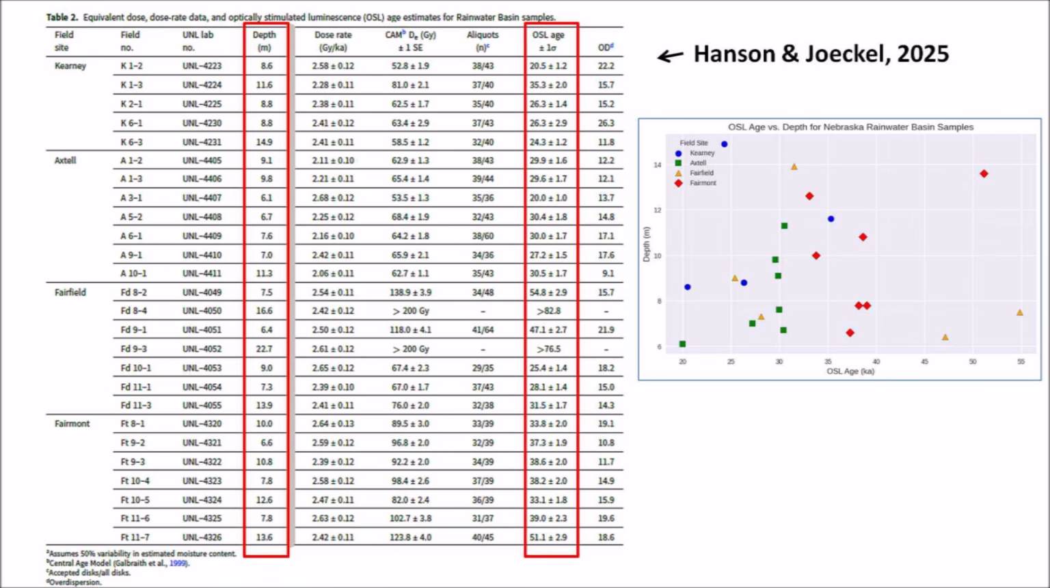Table 2 of the publication shows the OSL samples from lunettes at 6 basins from both the eastern and western parts of the rainwater basin plains. The table has the depth of the sample in meters and the OSL age in thousands of years ago. I created a scatter plot of the OSL age on the horizontal axis and the sample depth on the vertical axis based on the numbers in this table.